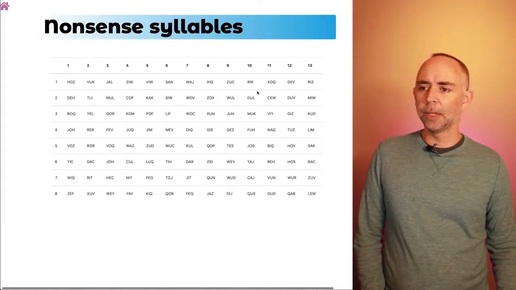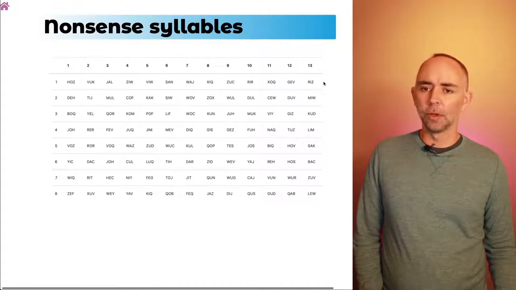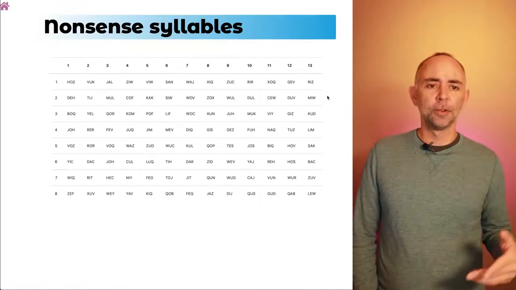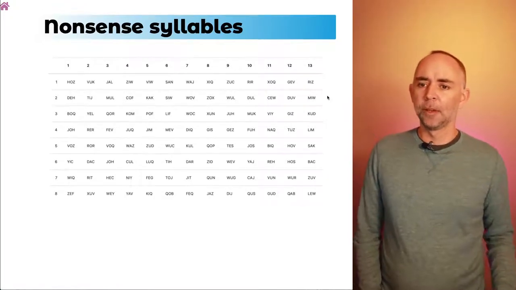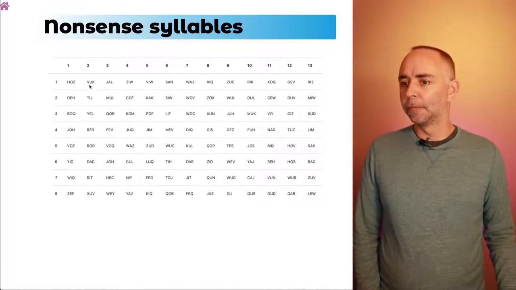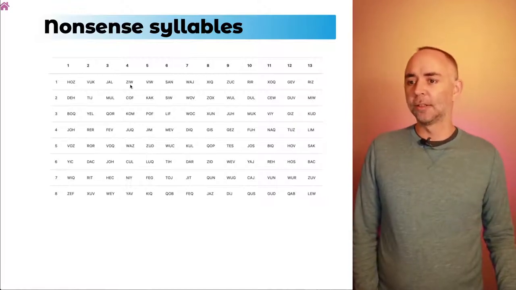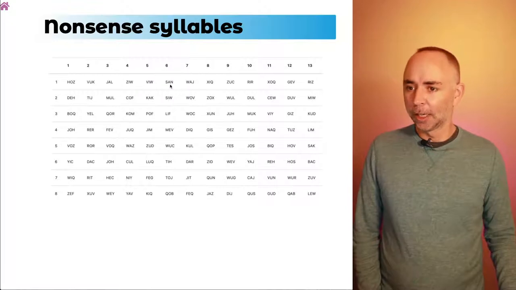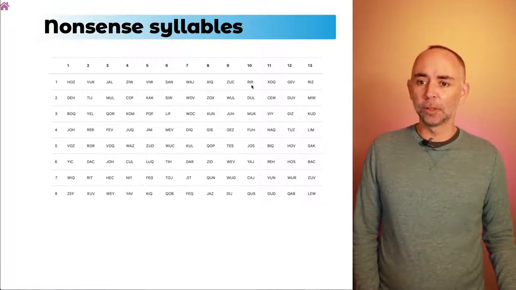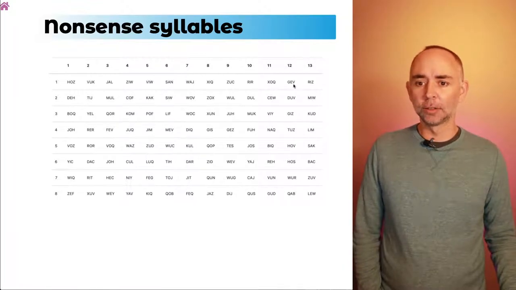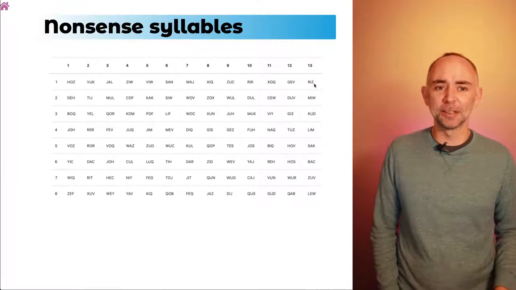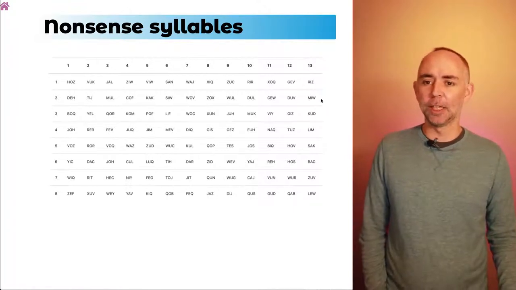So here we have on the first row a whole long list of 13 of these things. And you could try to pronounce them out loud. For example, Haas, Vuk, Jal, Ziv, Viv, San, Waj, Jik, Zuk, Rir, Zok, Jev, Riz. I don't know really how to pronounce these things, but let's say that's 13 of them.